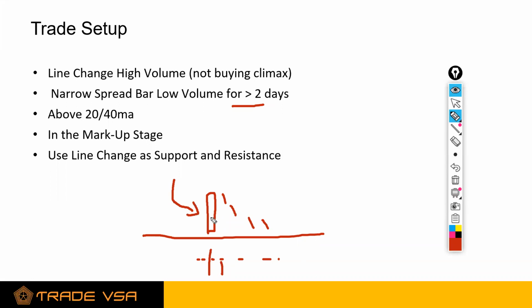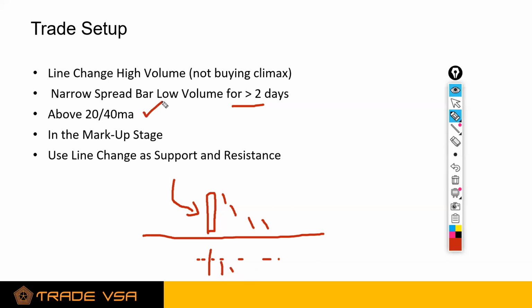That's why the LC is very important. I say the pullback starts with the LC, so the LC must be strong in terms of the closing and the volume must be strong. For the next 2 days, you want to see a healthy pullback, which is narrow spread with low volume. You don't want to form an upthrust, and you don't want to see double high volumes. Low volume is fine.